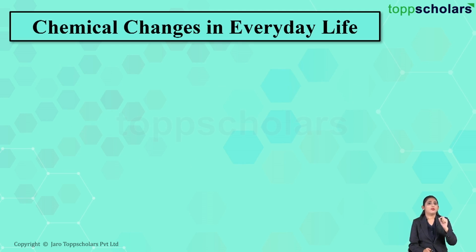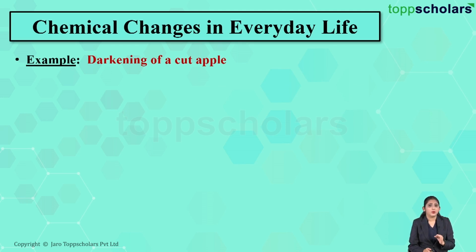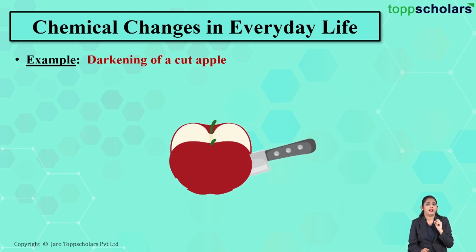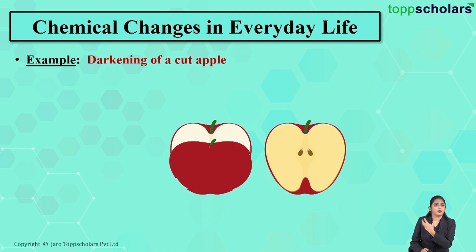Exactly. Now, friends, let's discuss one of the examples of chemical change, that is darkening of a cut apple. If you take an apple and cut it into two halves, and keep this apple for some time, you will notice that the apple starts turning brown. That is, you will notice the darkening of the apple, which means that there is a change in color, right? So this change in color actually indicates the chemical change.